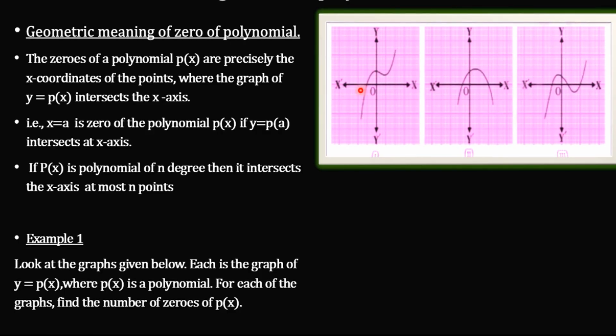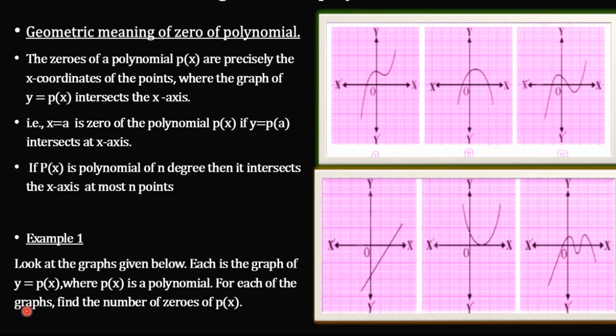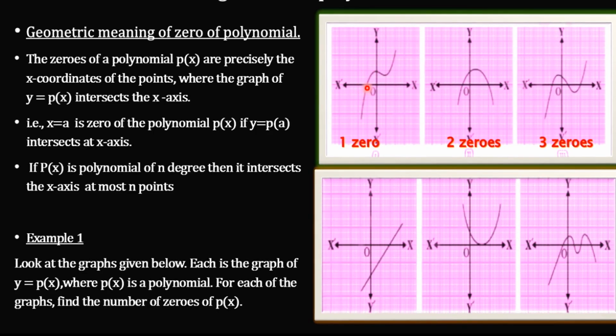Okay, here the graph is intersecting at only one point, so this will have only 1 zero. That is, this polynomial will only have 1 zero, since the graph is intersecting the x-axis at only one point. Okay, here we have two intersections at the x-axis, that is here and here. So the polynomial will have two zeros.